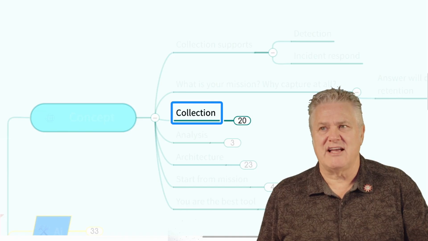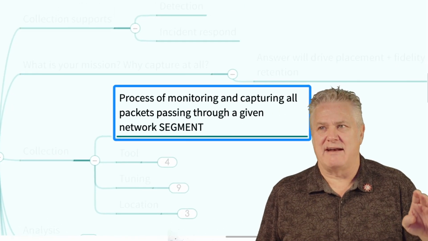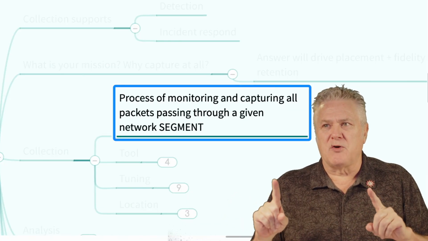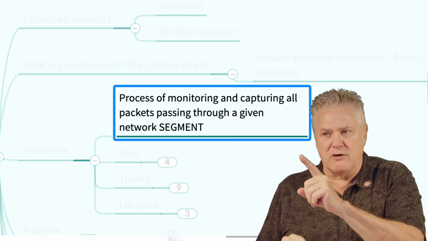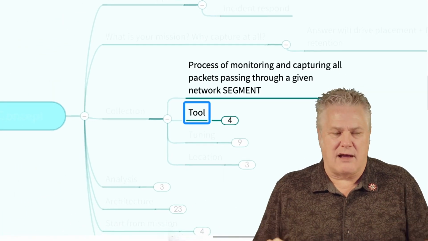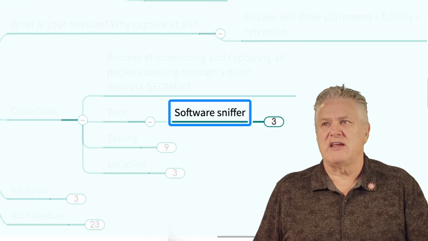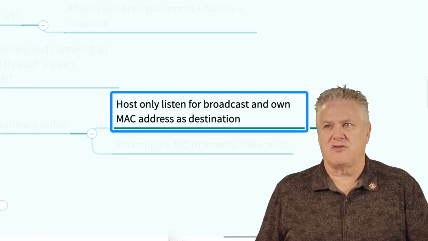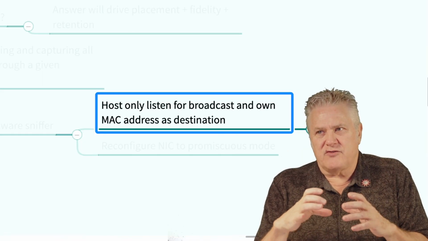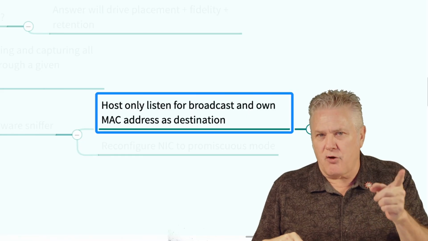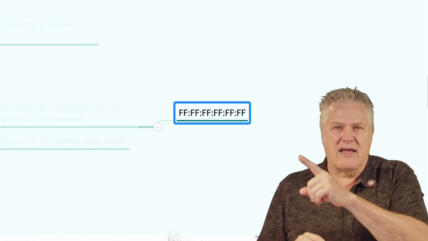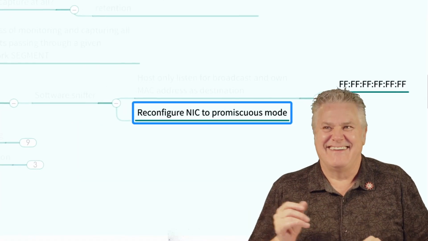When we look at collection, what is that? What's involved in that? Well, that's monitoring and capturing all the packets passing through a particular network segment. And that's important to talk about network segments here. That's your first core concept. The tool that you will use generally is a software sniffer. That software sniffer understands that each individual host on our network listens for the broadcast address and its own MAC address as the destination, and that looks like all Fs, okay?